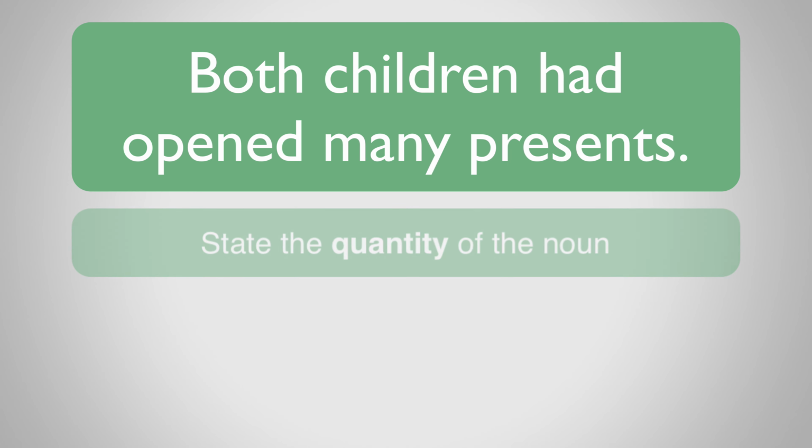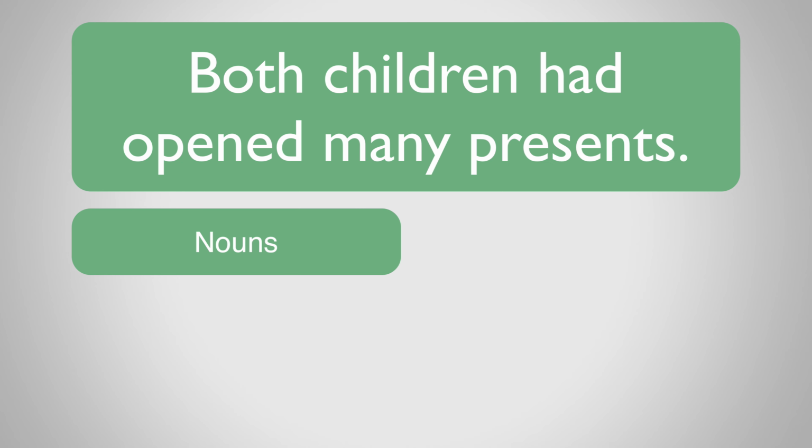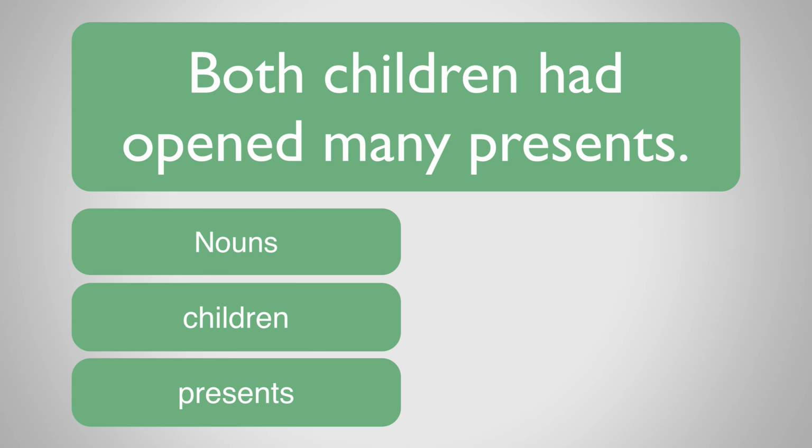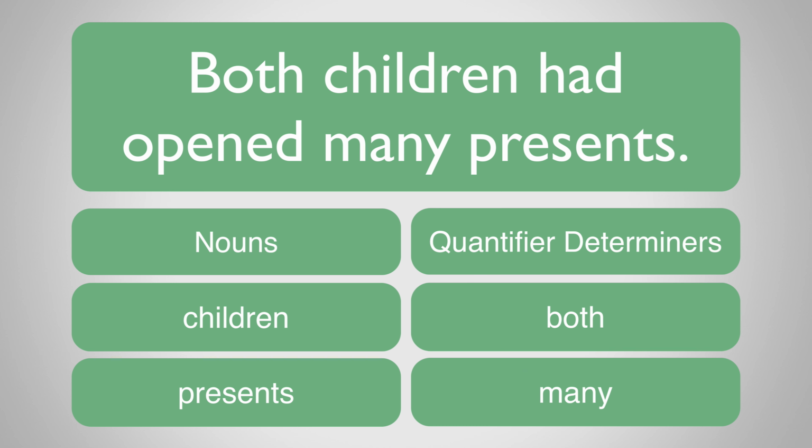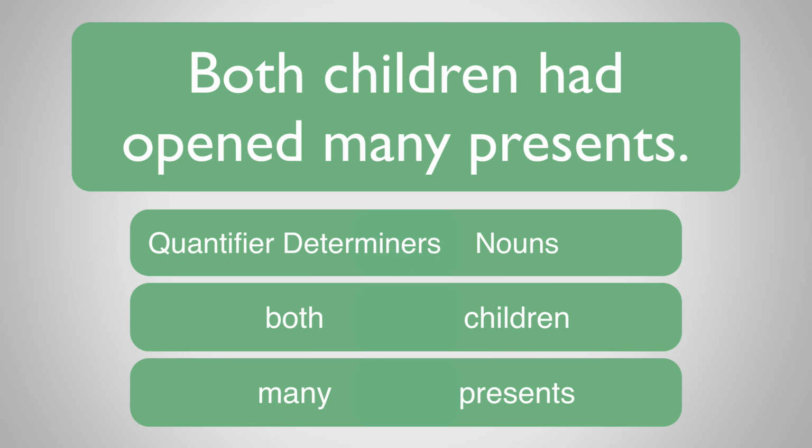Well, let's start by finding the nouns. There are two, children and presents. So what words state the quantity of these nouns? Well, it's the words both and many. Notice that the determiners come before the noun they're linked to. Okay, let's look at one more.